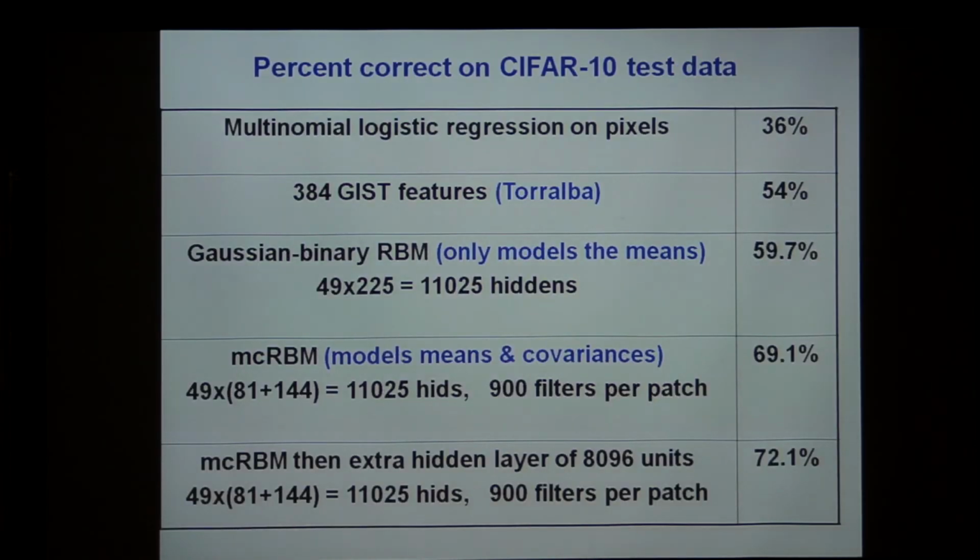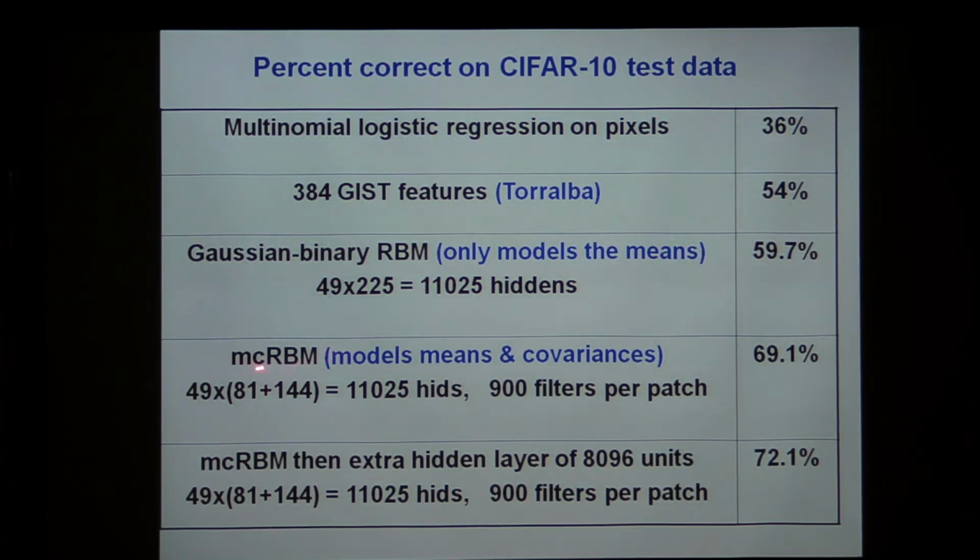And so what you get is, if you take pixels and do logistic regression, you get 36% correct. If you do gist features that Torralba and people designed at MIT for capturing the gist of an image, these are fairly low dimensional, you get 54% correct. So given that there's only 384, they do quite well. If you take a Gaussian binary RBM, you get 60% correct. If you take this down to 384, you do slightly better than gist features, but only slightly.